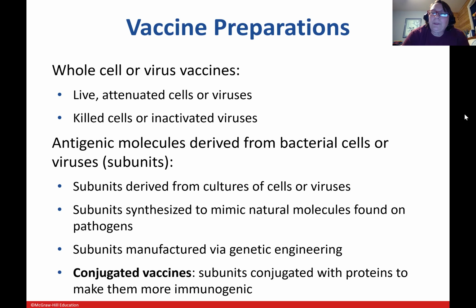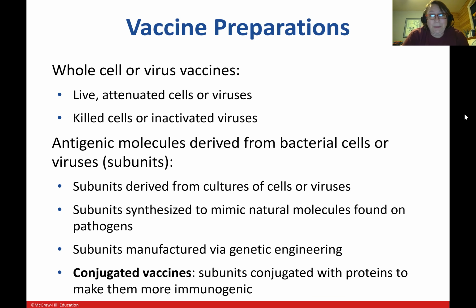You also have the possibility in some cases of just simply extracting the antigenic regions of those pathogens and putting that in a vaccine. So really the point is that you are exposed to the antigen in a way that wakes up the immune system. If you can do that with just pieces of the bacterium or pieces of the virus, that's much better because that has virtually no possibility of making you sick. So you can get subunits derived from cultures. You can synthesize subunits to make them look like natural molecules.